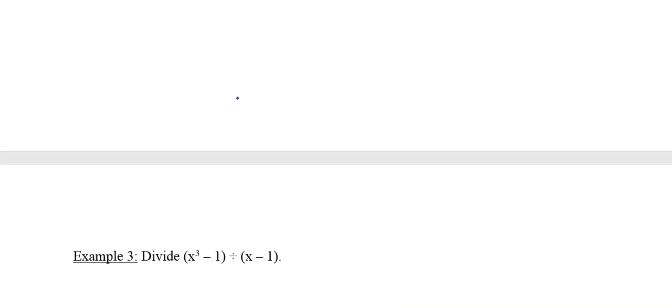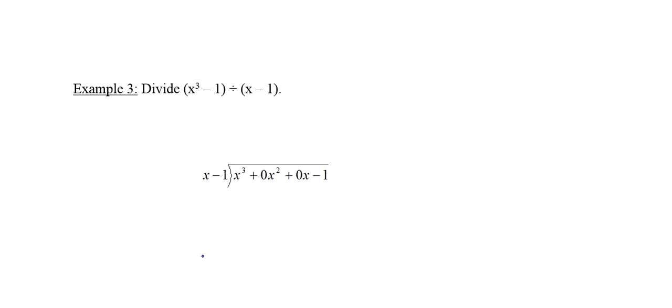As I look at this next one, I have x cubed minus 1 divided by x minus 1. Notice that there's an x cubed but no x squared and an x. When we do this process, we do have to have every term written down and accounted for. So even though I don't have any, I just put 0x squared and 0x to show that I've looked at them and thought about them.